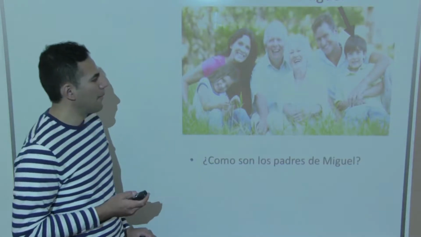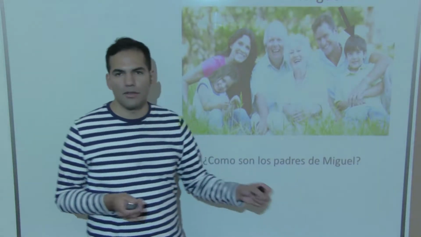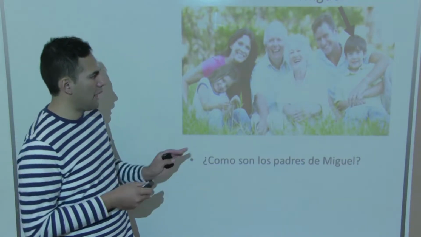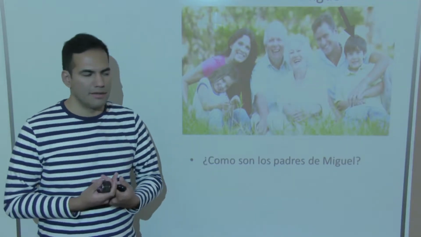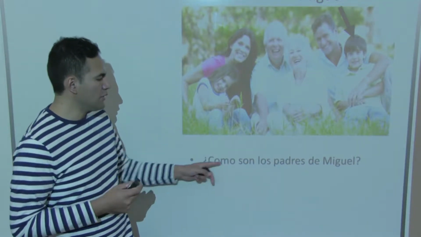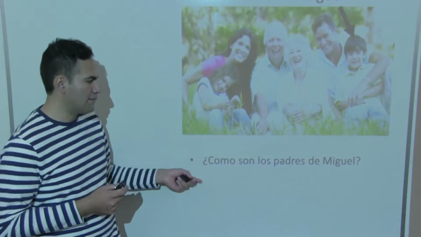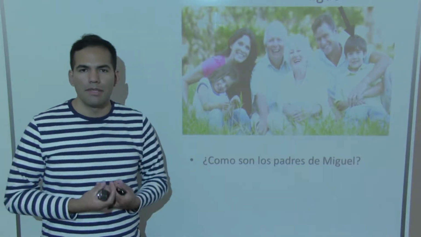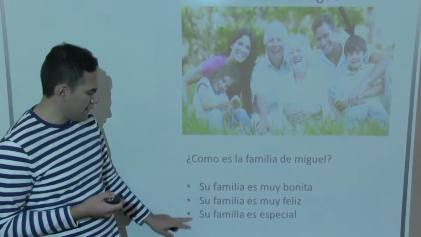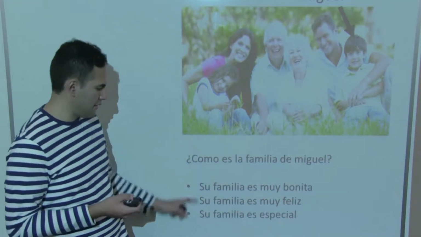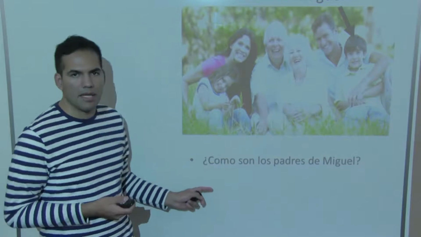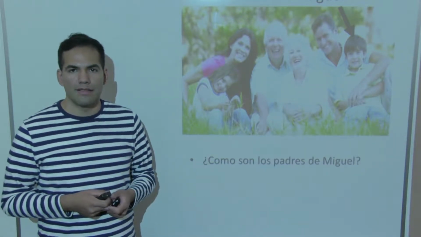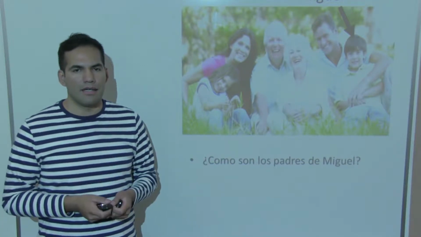Okay? Next one. ¿Cómo son los padres de Miguel? So what I want you to do is look at the picture and describe Miguel's parents using the possessive adjectives. Okay? So, ¿cómo son los padres de Miguel? How are Miguel's parents? You can describe them physically. You can make something up, but just try to follow the same pattern as we did on the previous ones. You can pause the video right now, work on your responses, and then I'll show you a few examples that I came up with on my own.